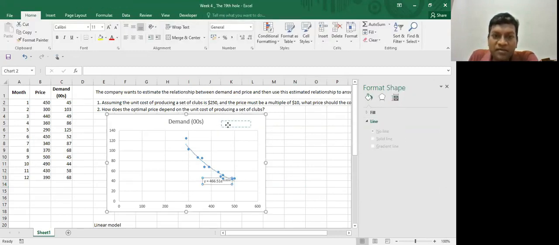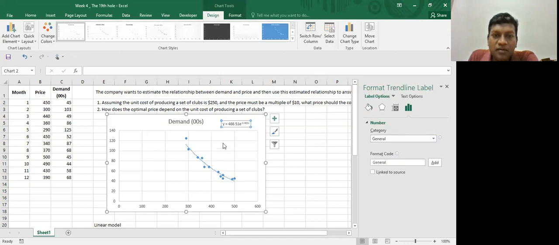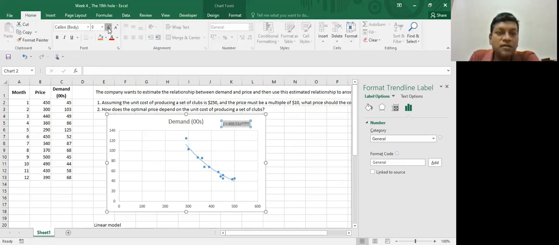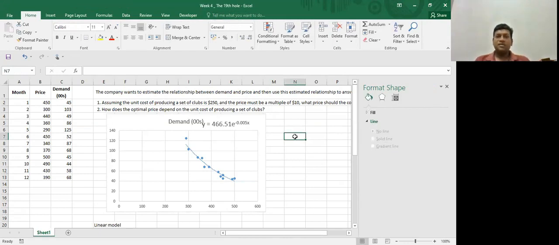It gets displayed here, and I'm going to make it bigger. I select it. Right. So please attempt it yourself. Please see if you're able to get the equation for the exponential model.